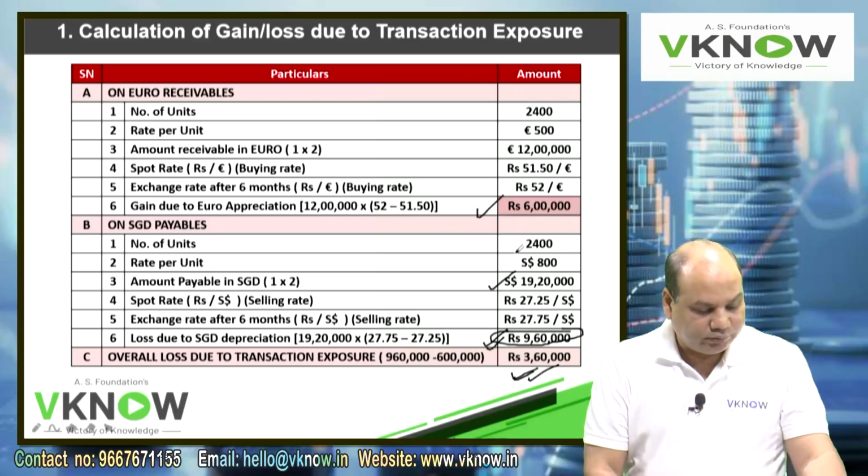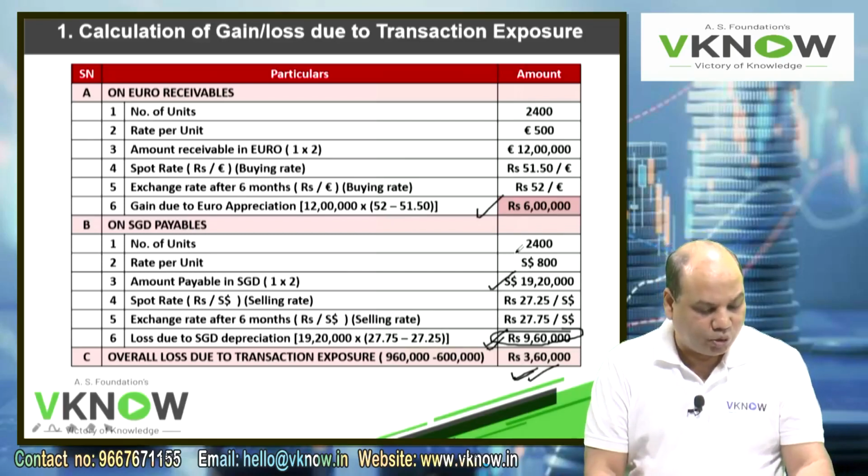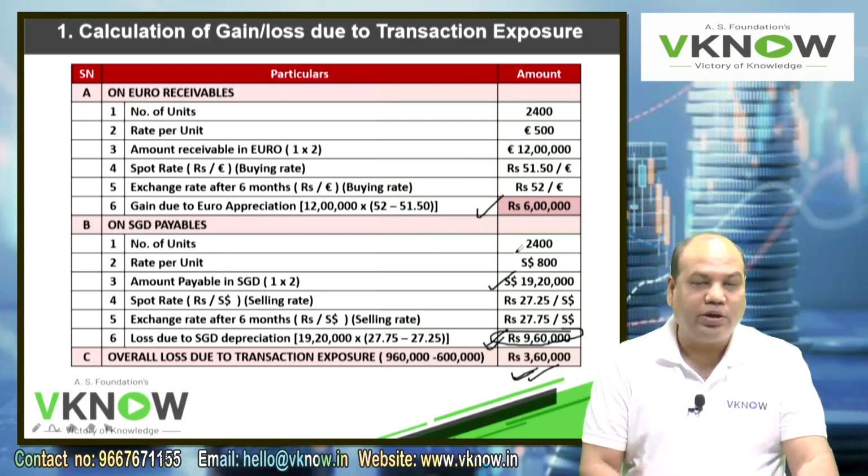But what they have done, they said that the current spot rate changes to rupees per euro 51.7580, that is your point number 2, Roman 1, and rupees per SGD 27.10, that is your buying rate, and 27.15, that is the selling rate. But the 6-month exchange rate will not change, that we will take from the first part only. So now we have to recalculate what will be transaction exposure and what will be operating exposure.